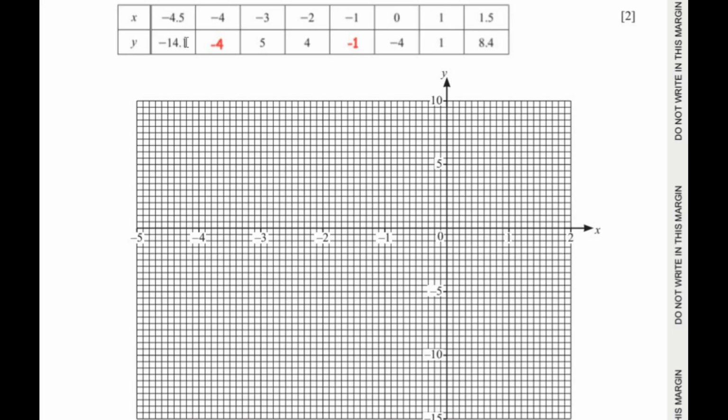So let us start with the first coordinates, that is negative 4.5 and negative 14.1. So when x is negative 4.5, that would be on the negative x-axis and exactly between negative 4 and negative 5. The y is going to be negative 14.1. So let me just draw a straight line over here. So negative 4.5 will be over here. I'll be erasing these lines later. I'm doing this because it will be easy to draw the coordinates.